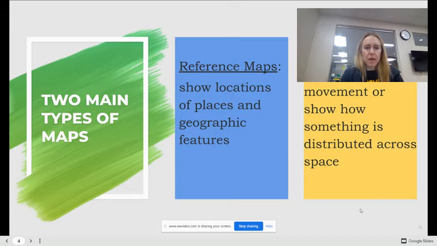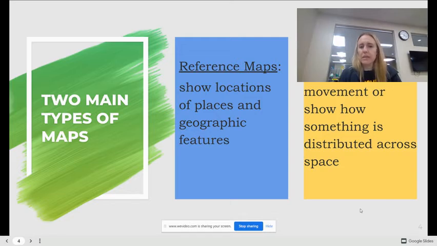And so the first thing that we're going to be taking a look at is two main types of maps. When you took geography last year, you may have taken a look at a lot of physical and political maps of either different regions or maybe even the entire world. And so when we take a look at those types of maps, we are looking at reference maps. Reference maps show locations of places and geographic features. The purpose of reference maps is to understand where things are located, to understand maybe the relationship between two different locations, and to really display boundaries or physical features accurately.